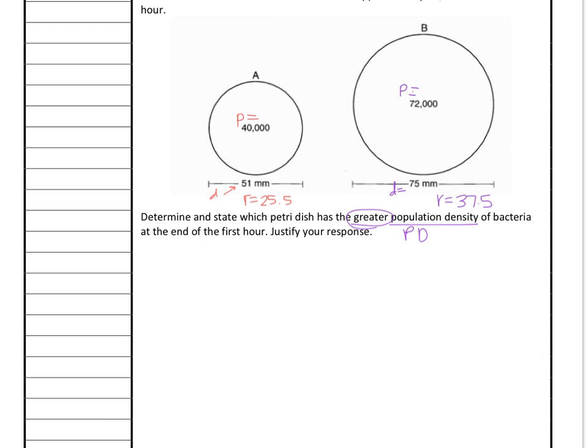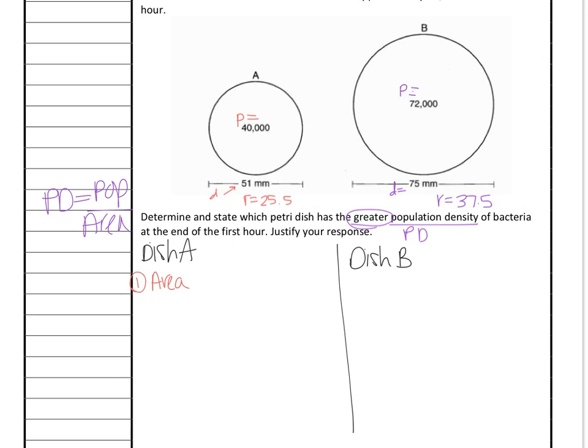Justify your response. So I'm going to split my paper up into dish A and dish B. In order to find population density, we have to have the population divided by the area. They gave us the population, but they did not give us the area. So the first step for both of these problems is to calculate the area. And it's a circle, so it's pi r squared. So I'm going to write that down for both of them. A equals pi r squared. And we're going to plug in.